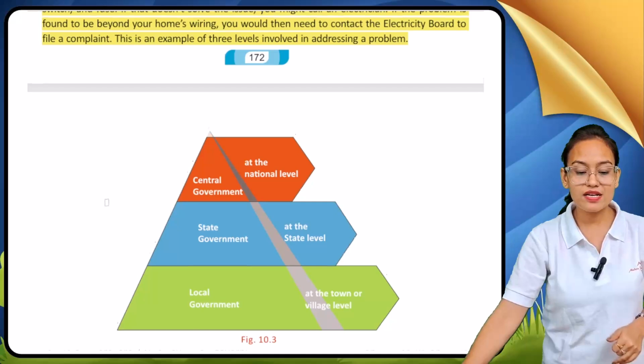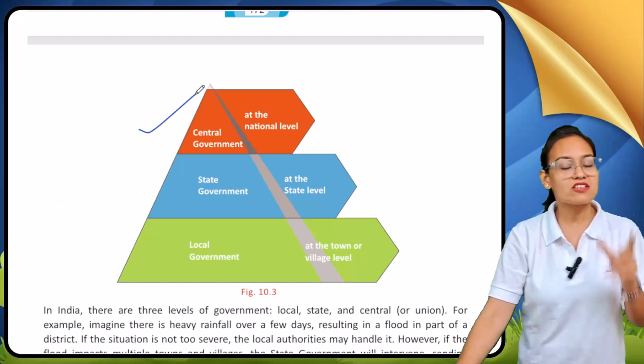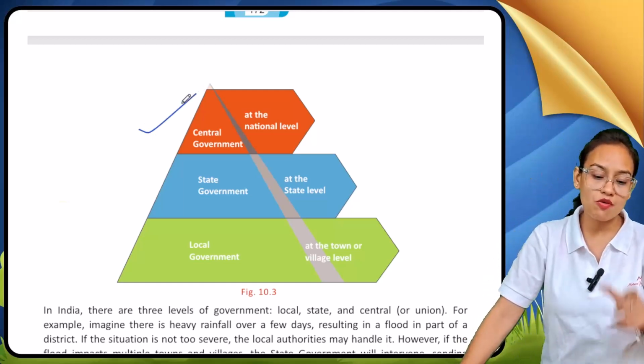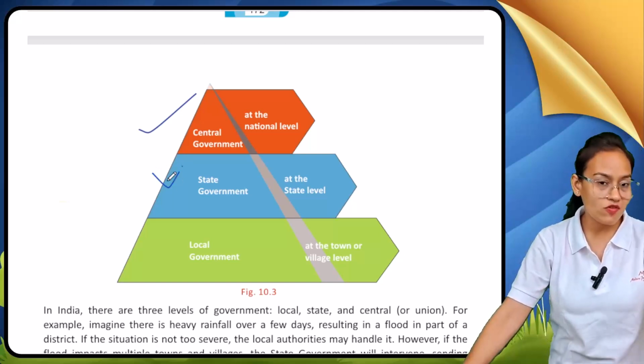Okay, now here a chart is given. You can see here, my dear students, the first form of government is your central government, and the central government is 100% responsible for working at the national level. The state government is responsible for handling state affairs.